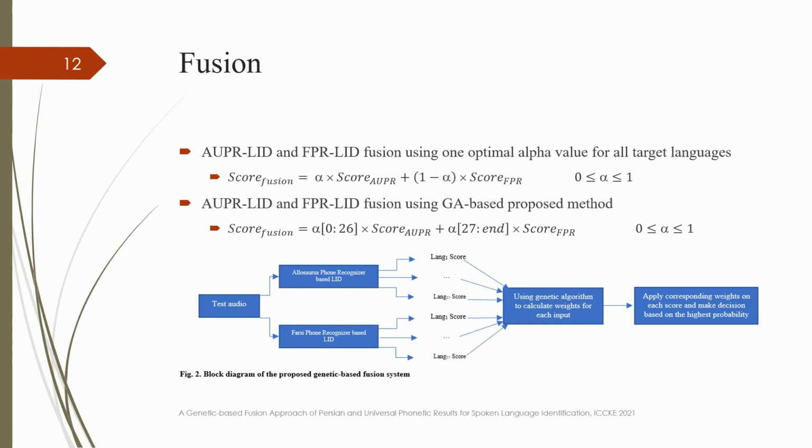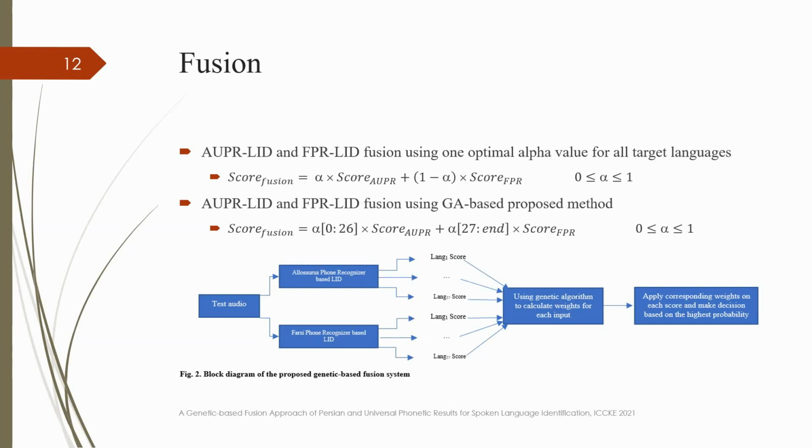Okay, it's now time to talk about our proposed fusion method. We use two different kinds of fusion method. One of them is a simple weighting coefficient for each of our phonetic systems. As is obvious in the formula, the alpha value is one weighting coefficient, which varies between 0 and 1. If we set the alpha to 0, the fusion score is equal to the FPR system. And if we set the alpha to 1, then the final score is equal to the AUPR system.